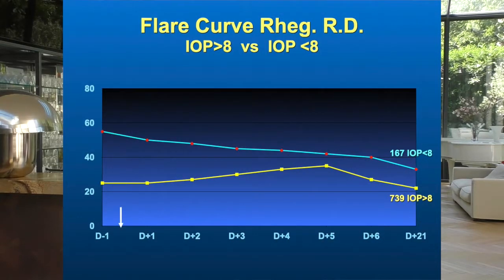Flare and cell level are higher in pseudophakic detachments and in the case of previous surgery, which seems normal. They are also higher in case of hypotonia. Here are the curves depending on whether the pressure is higher or lower than 8. We have all learned the pejorative effect of a large hypotonia in the prognosis of the detachment, but here we have an objective demonstration.